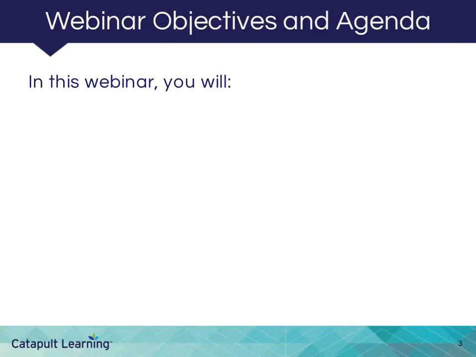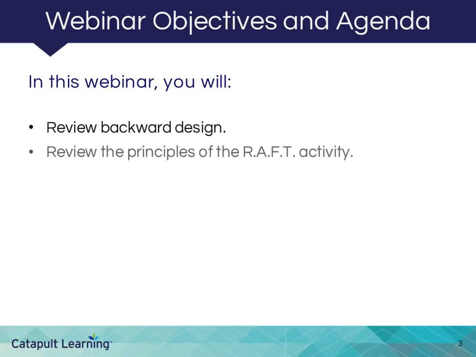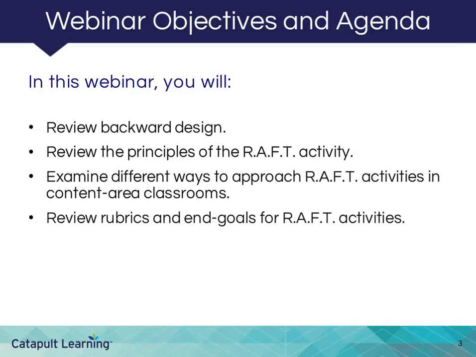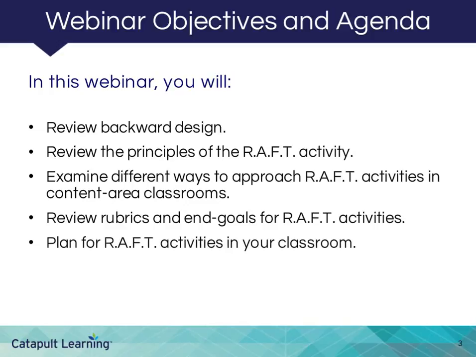Because we always want to reflect and improve upon our own processes, we'll explore the following strategies. First, we will review the concept and practice of backward design. Next, we will review the principles of the R.A.F.T activity. Then, we will examine different ways to approach R.A.F.T activities in content area classrooms. After that, we will review rubrics and end goals for R.A.F.T activities. Finally, we will plan for R.A.F.T activities in your classroom.